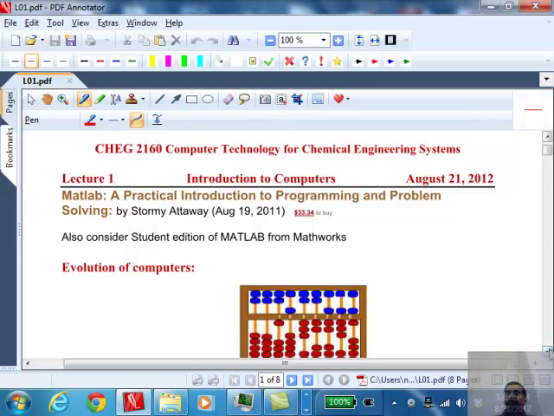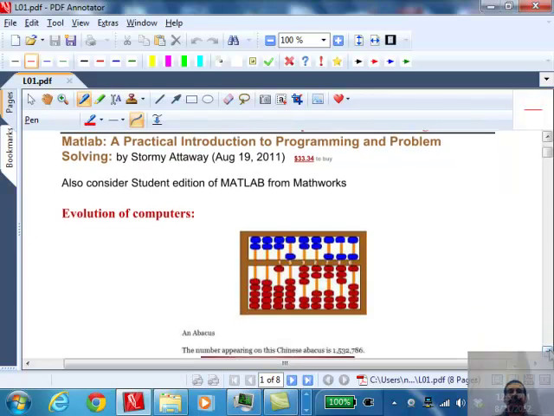Now, computing we have been doing for a very, very long time. Does anybody recognize what that is? Abacus. Okay, it's basically a mechanical counting machine. It has been used for 2,000 years or so. Okay, and you recognize abacus.